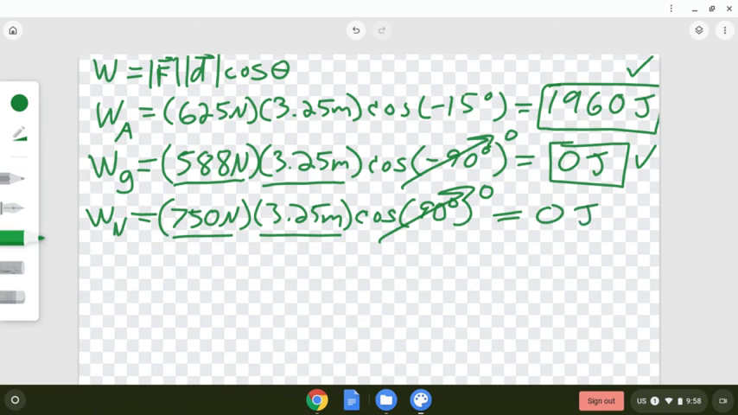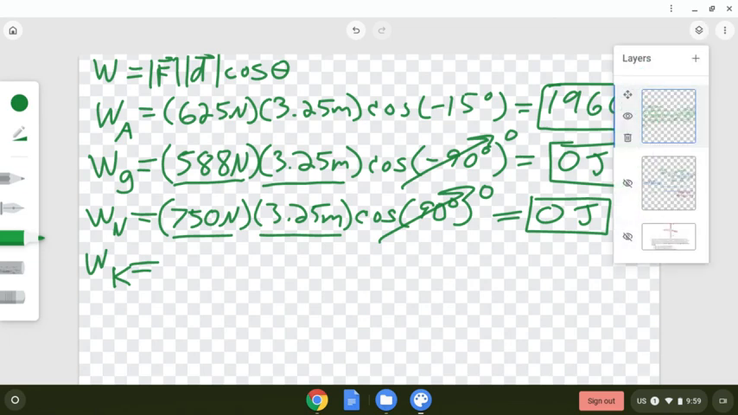So this is another force whose magnitude is not 0. The magnitude of the displacement is not 0. But the angle is 90. Cosine of 90 is 0. So the normal force does no work. And finally, the last one is, what was the work done by the force of kinetic friction?